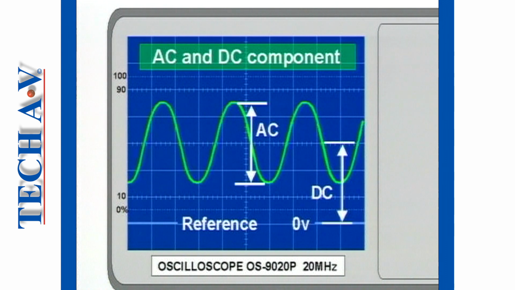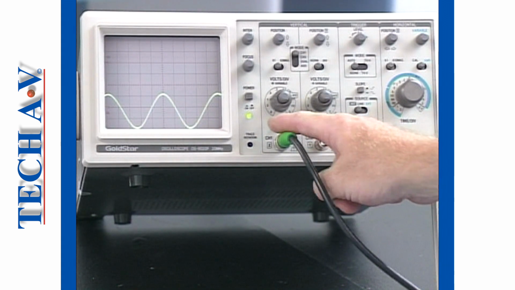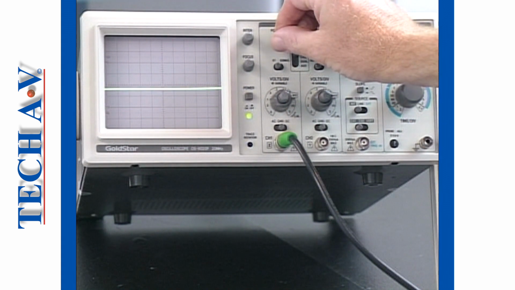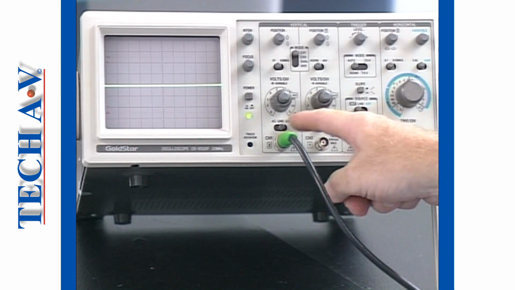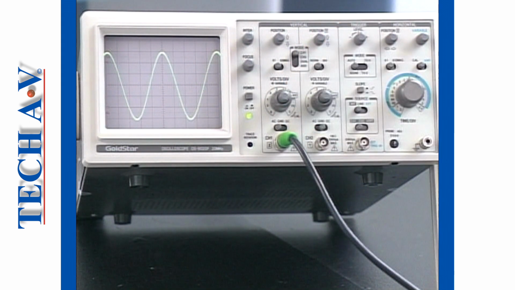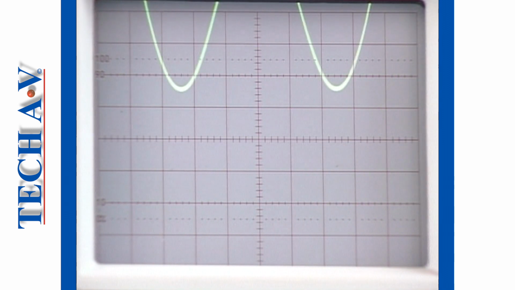We will conclude this section of the program by examining an AC voltage that has both an AC and a DC component. In preparation, switch the input coupling switch to ground and superimpose the trace on the horizontal center line of the graticule. Set the input coupling switch to AC and adjust the volts per division control so that the waveform fills the screen. Now switch the input coupling switch to DC and observe the waveform.